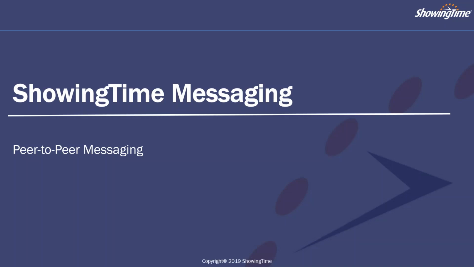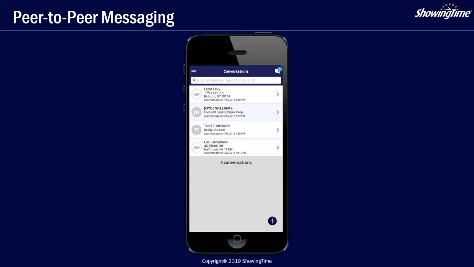Moving on to ShowingTime messaging, you can send a message to any other agent in the market with our peer-to-peer messaging platform. To do this in the mobile app, all you have to do is tap on the conversation icon, which is going to alert you when you receive a new message in your chat area. And you can tap on one of your existing conversations or filter your conversations by the address or agent.